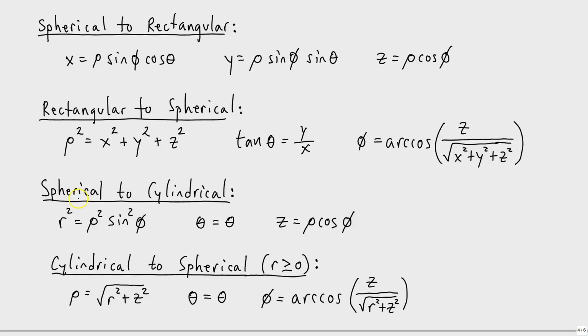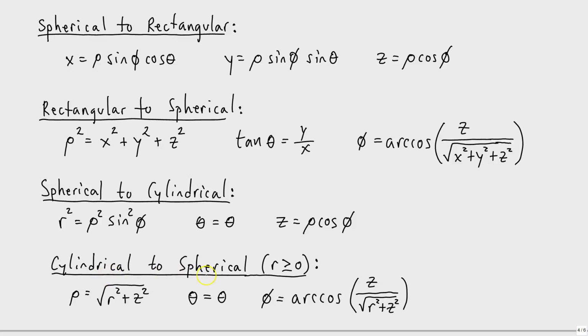Well, let's say you're in spherical and you want to switch to cylindrical. So spherical to cylindrical: you would take rho squared times sine squared of phi, multiply that out, and get r squared. Theta is the same theta in both. And z would just be rho times cosine of phi, using that right triangle in the picture.